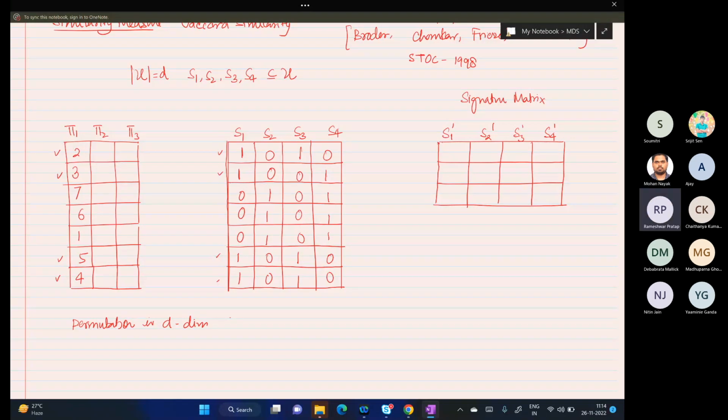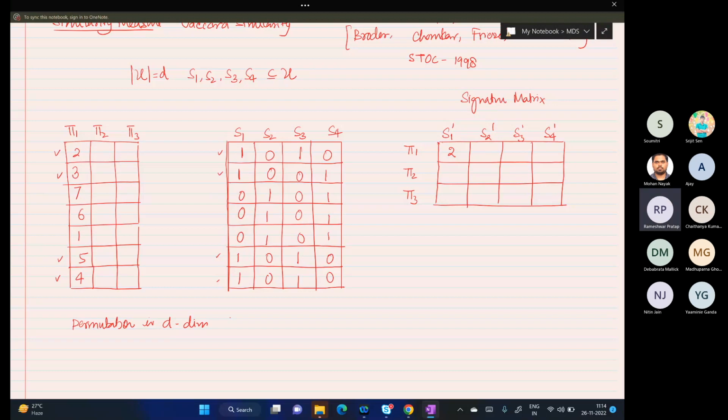This row corresponds to pi 1, this is pi 2, this is pi 3. The minimum is 2, so we put 2 over here. We are generating a kind of signature matrix, storing a very compact representation of our input points. So S1 prime, the compact representation of S1 using this hash function pi1, gets 2 over here.